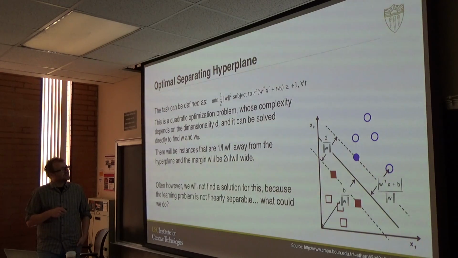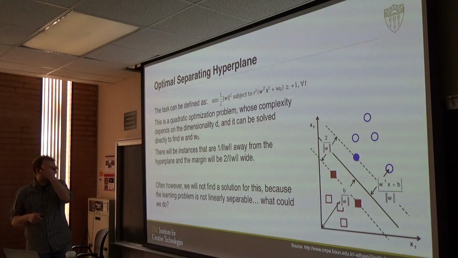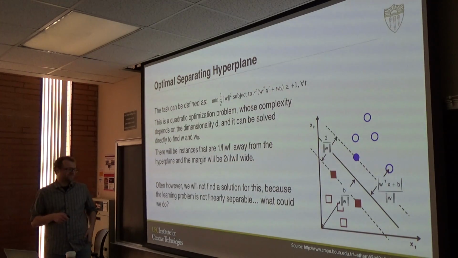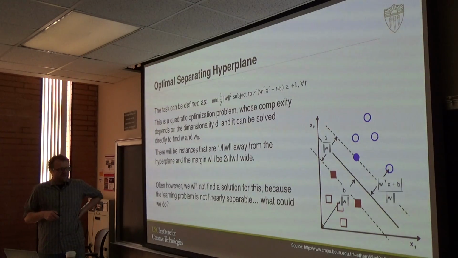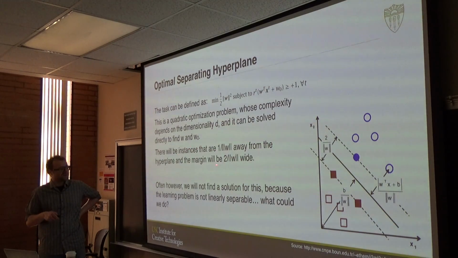Okay, so there will be instances that are 1 divided by the norm of W away from the hyperplane, and the margin will be 2 divided by the norm of W wide. The points that are 1 divided by the norm away are the points on the margin on either side. These are our support vectors. And this is what we want to solve, and we talked about this before.